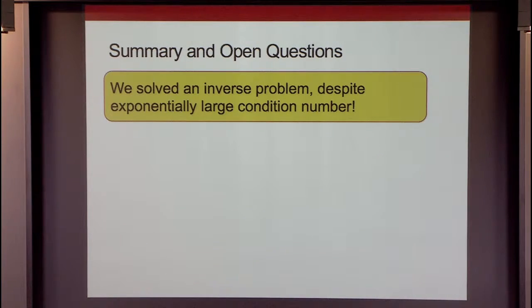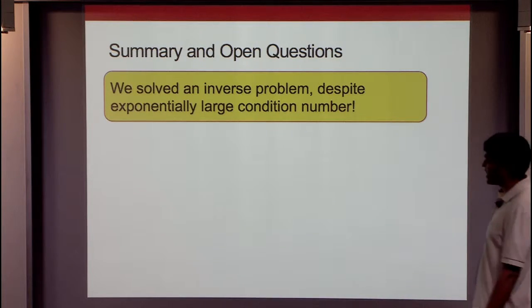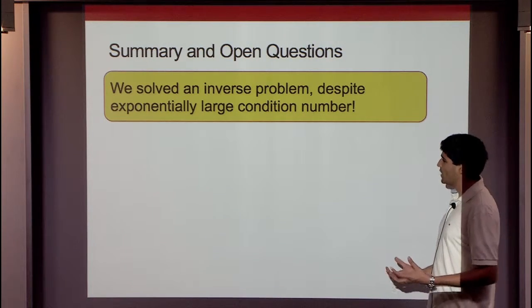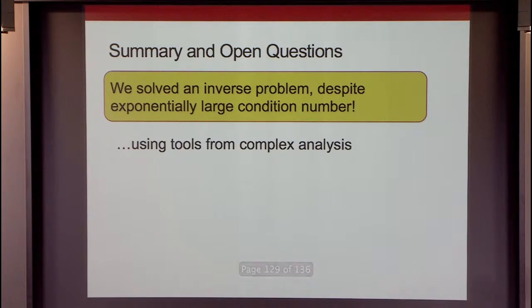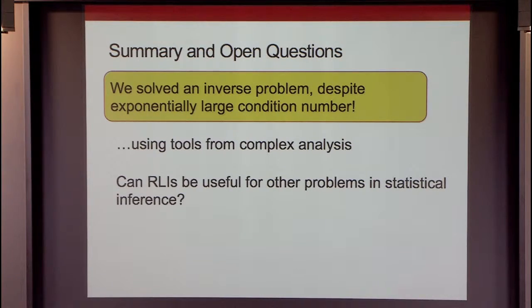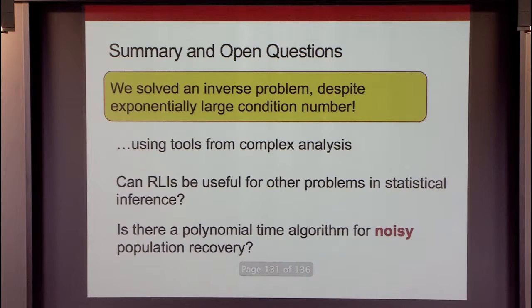So I'll quickly summarize and tell you the open questions. I thought this was an interesting example where you're solving an inverse problem, but it's horribly conditioned. But by virtue of being interested in just some coordinates of it, you can do much, much better than actually taking the inverse. So these robust local inverses can give you completely qualitatively different behavior in some settings. We use tools from complex analysis. So a natural question is, can we use robust local inverses for other problems in statistical inference and other sorts of inverse problems? And is there a polytime algorithm for the noisy version of it? So I'll stop there, but thanks.